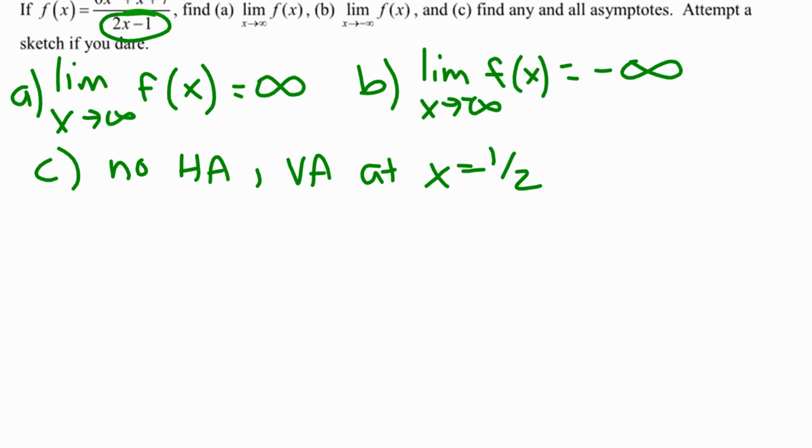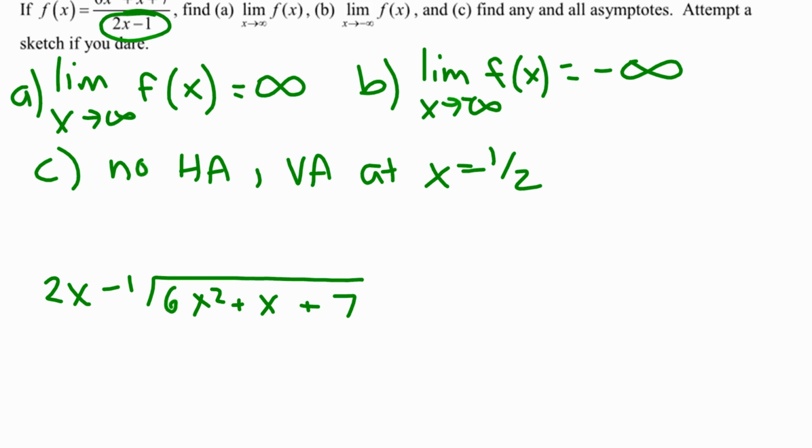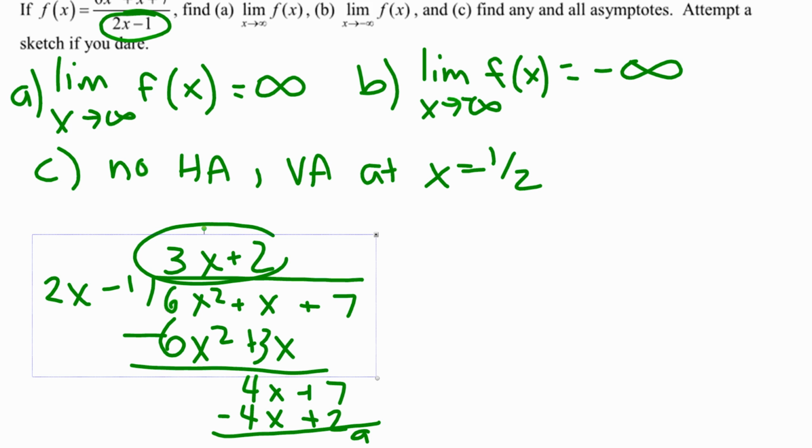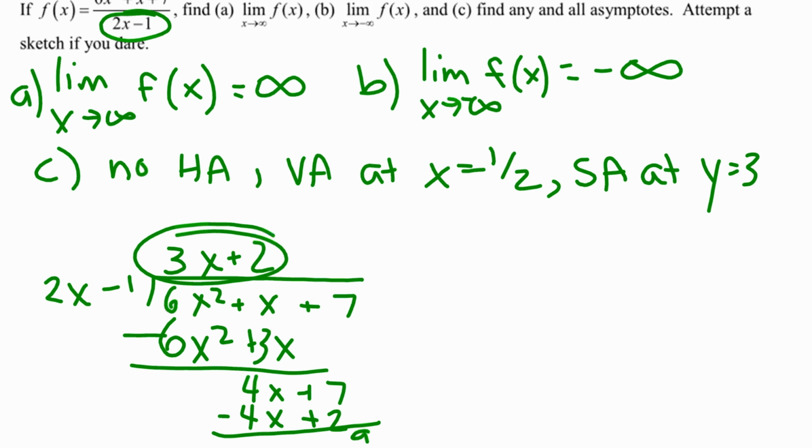And we also have a slant asymptote, and we can get that by doing long division. So if we do 2x minus 1 into 6x squared plus x plus 7. 2x times 3x will give us 6x squared. Minus 3x, change our signs. I get 4x plus 7 plus 2. All right, so that's the last thing that's going to go evenly. And then we have a remainder. So this gives us our slant asymptote. There we go. So we have all of those.